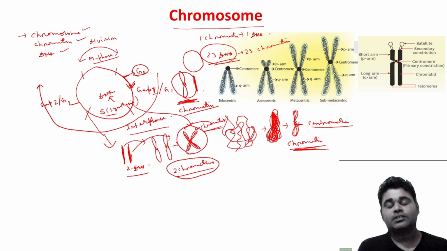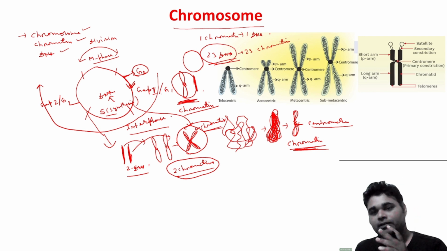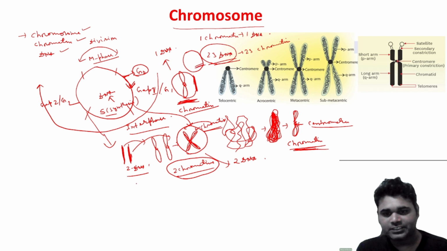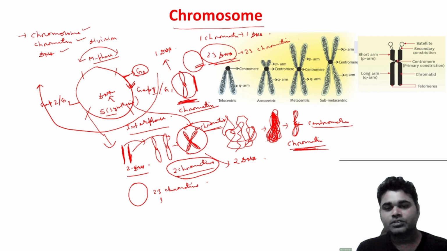looks like this. And what is the difference between the chromatin present in gap 1 and the S phase? In gap 1, the chromatin contains one DNA, but in the S phase, the chromatin contains two DNA. So in the cell, for example, in the human cell, at the gap 1 phase, there are 23 DNA present, but in the S phase, 23 chromatins are present, but the DNA are now 46 DNA.